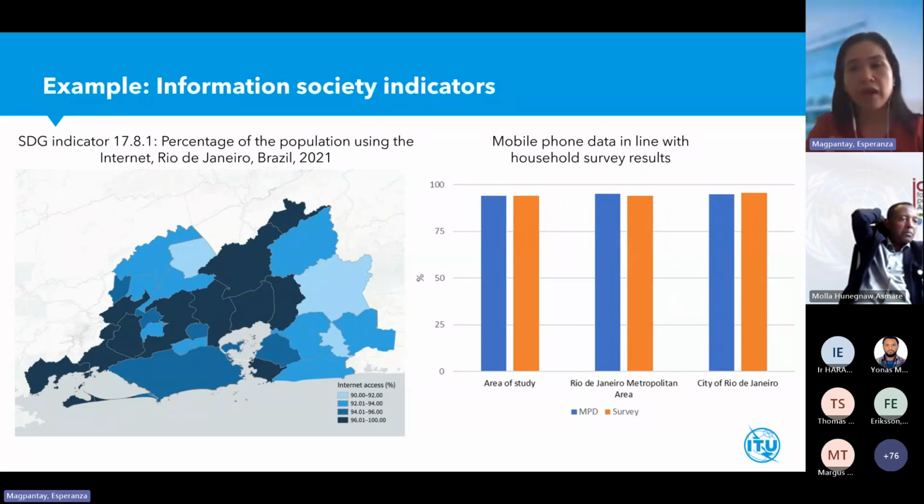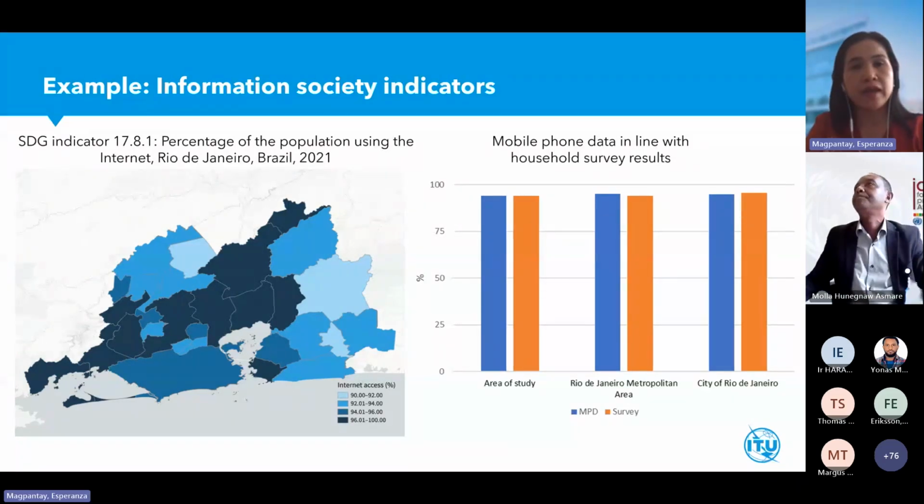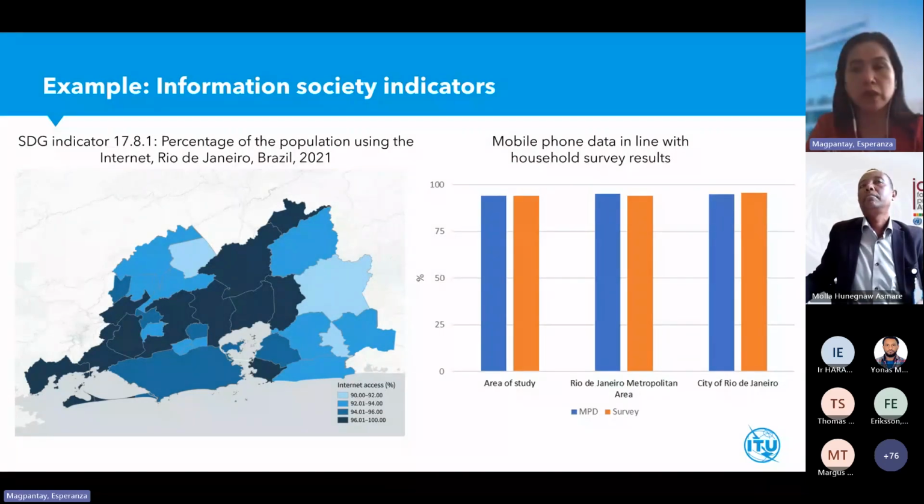So in the area of Rio de Janeiro, when you look at the MPD result and the survey result, the results are really very, very close. And they concluded that they will be using MPD for future analysis of this type of indicator. So I think they are trying to discuss with the mobile operator how they can get a more sustainable access to the data so that they don't have to wait for a year to get the survey results. They will be able to see how many of this population are using the internet and able to extend this to the rest of Brazil, not just in Rio de Janeiro.